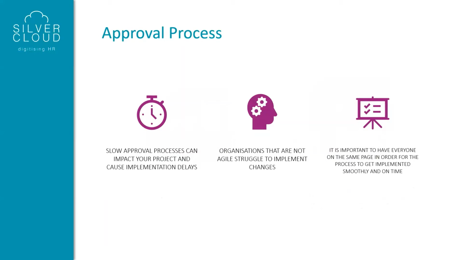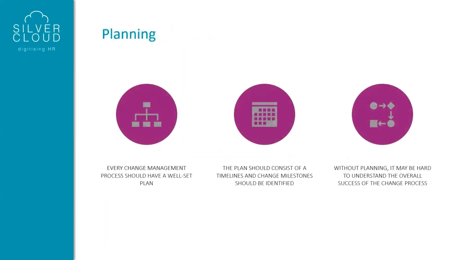Planning. Every change management project should have a well set out plan. You more than likely will work with your project manager from the vendor that you choose on the plan and make sure that you both agree on the dates that you're putting forward. The plans should be consistent with the timeline, and change milestones should be identified. Without planning, it may be hard to understand the overall success of any change process.